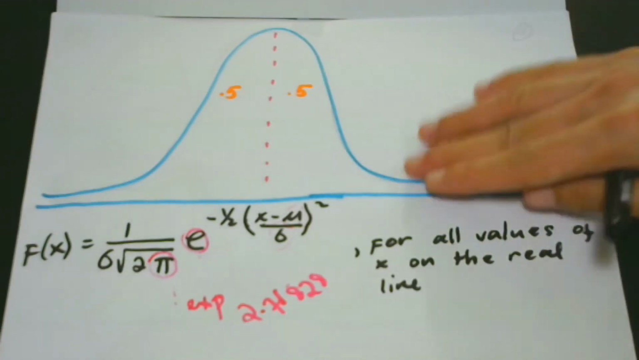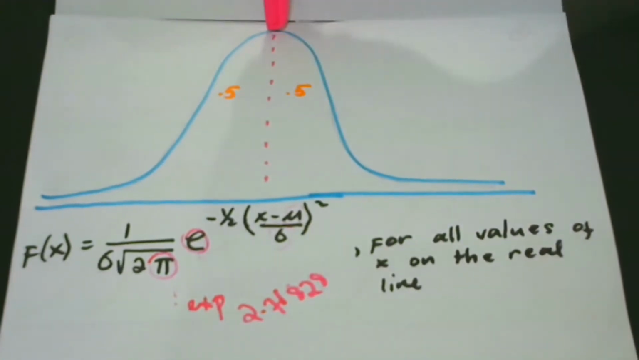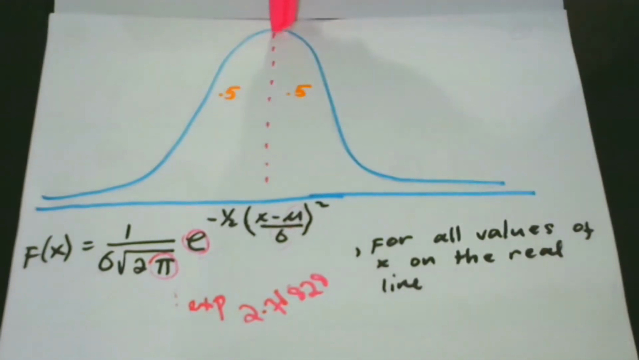Then the second property of this distribution is that the highest point on the normal curve can be found at the mean. The highest point is at the mean, which can also be the median and the mode of the distribution. So that means we can find the mean, the mode, and the median at the center. Alright?